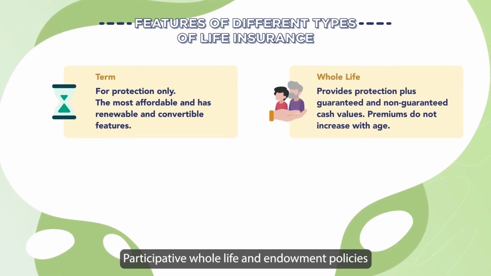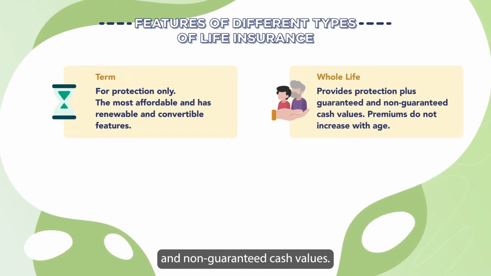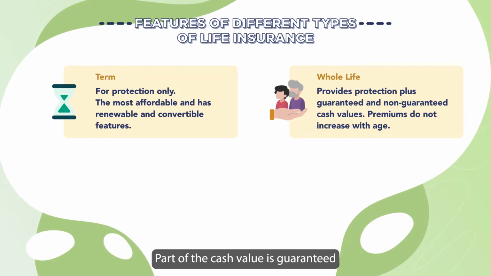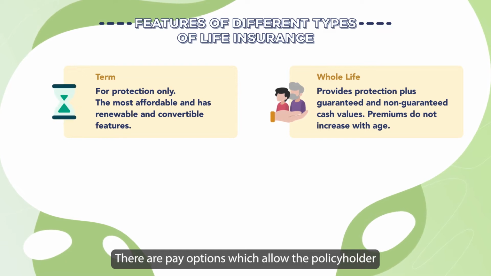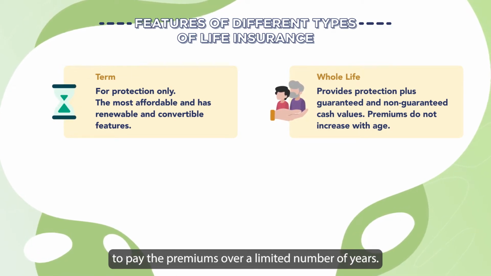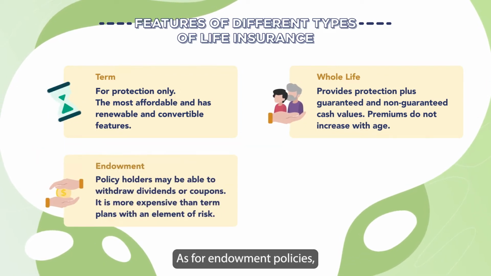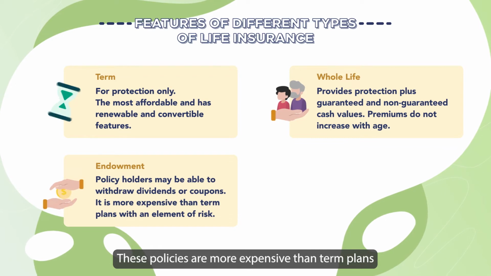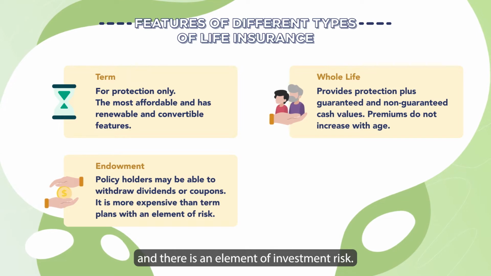Participative whole life and endowment policies provide protection plus guaranteed and non-guaranteed cash values. Part of the cash value is guaranteed, and the premiums do not increase with age. There are pay options which allow the policyholder to pay the premiums over a limited number of years. As for endowment policies, policyholders may be able to withdraw dividends or coupons. These policies are more expensive than term plans given the same level of coverage, and there is an element of investment risk.